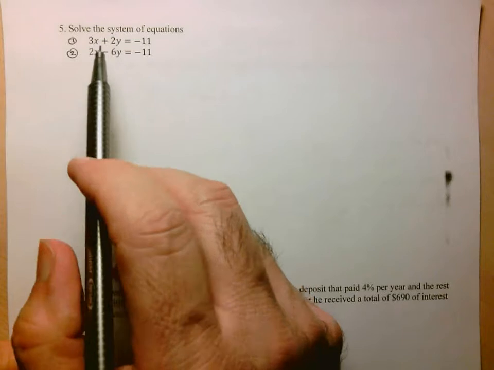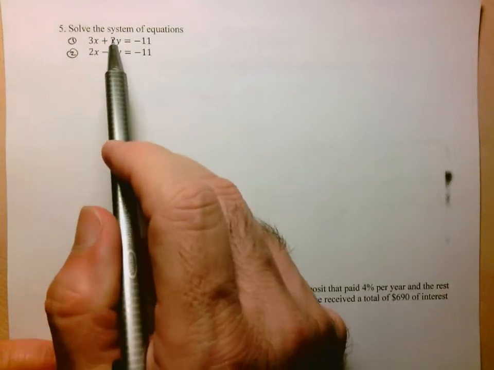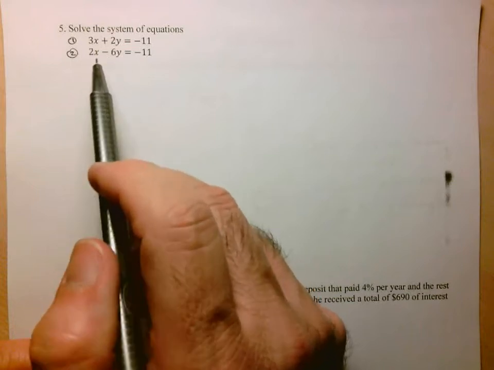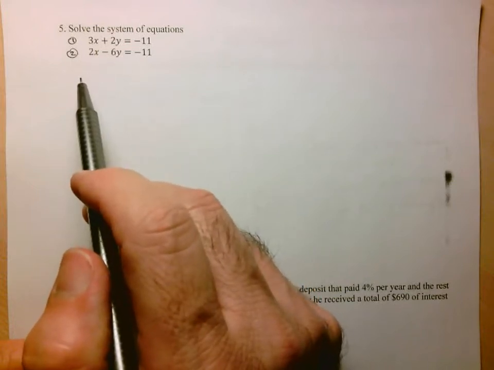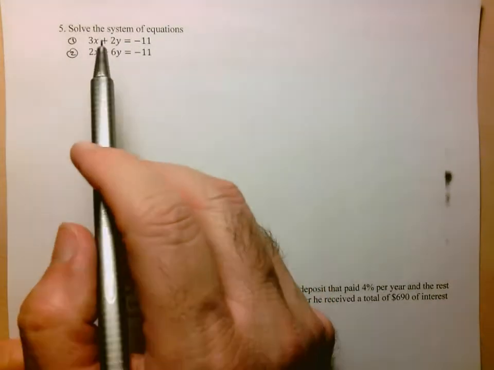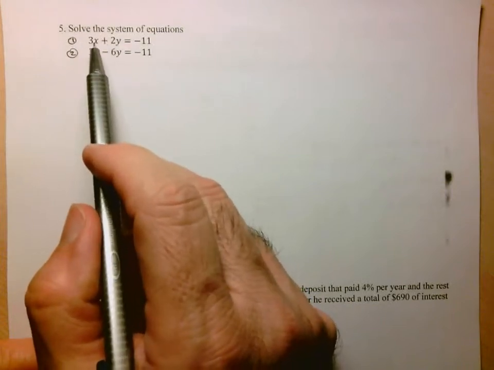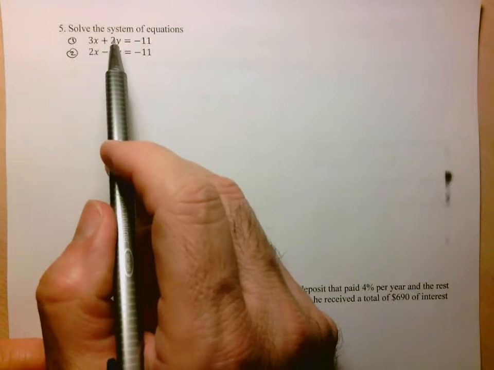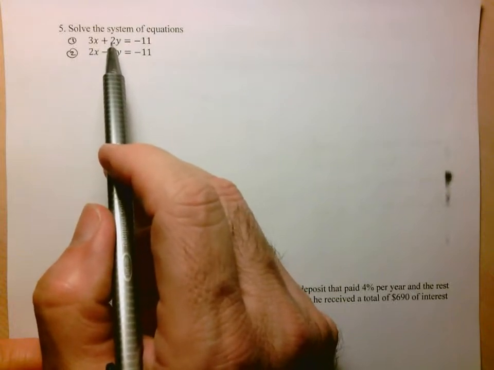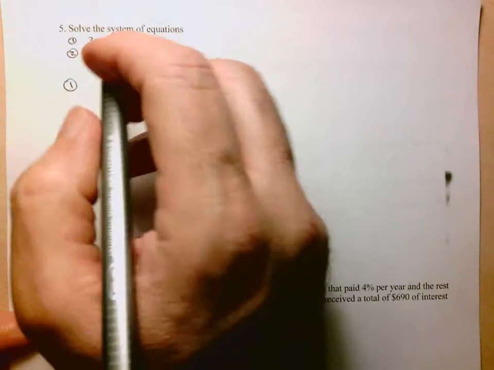I'm going to call these equation 1 and equation 2. First I look for a nice easy variable to isolate, and I see that there really isn't one. They all have coefficients other than 1 and minus 1, so I have to choose one. Here I've got the two smaller coefficients, so I'll work with equation 1. And I might as well isolate y, because I'd rather divide by 2 than divide by 3. So I'm going to start with equation 1, and I'm going to isolate y.